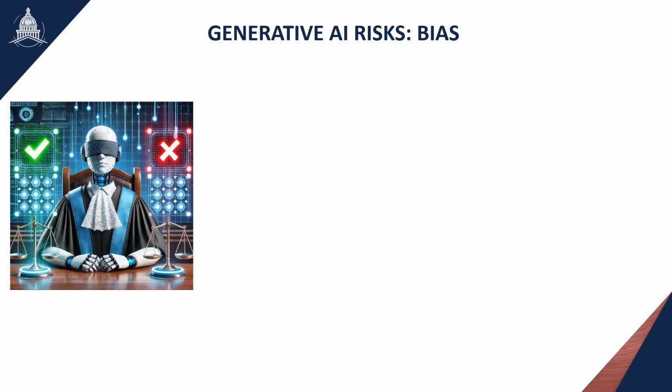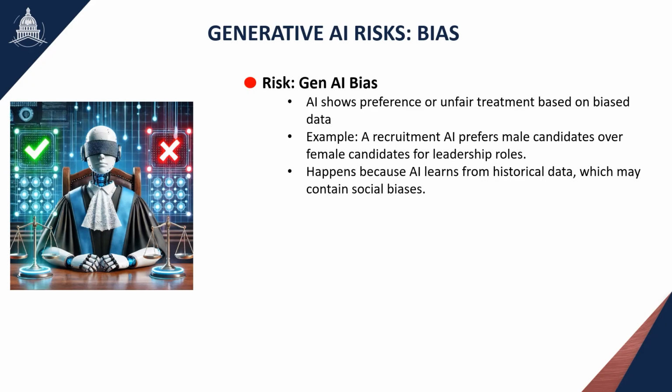The second risk of GenAI is bias. Bias is one of the biggest risks in AI because it reflects the biases in the data it was trained on. For example, a recruitment AI may prefer male candidates for leadership roles just because historical hiring data was skewed. This is unfair and reinforces discrimination. Why does this happen? Remember, AI does not think. It learns patterns from past data. If that data contains biases, then AI repeats these biases and amplifies them.